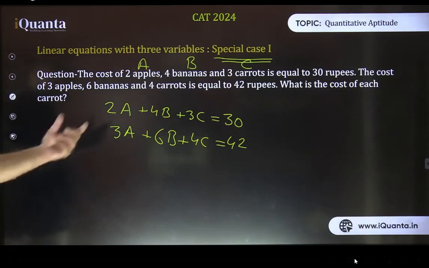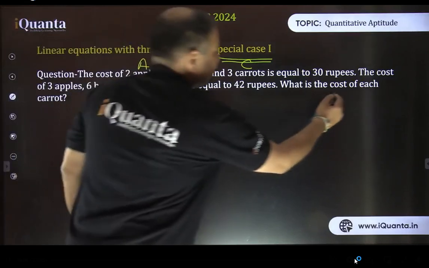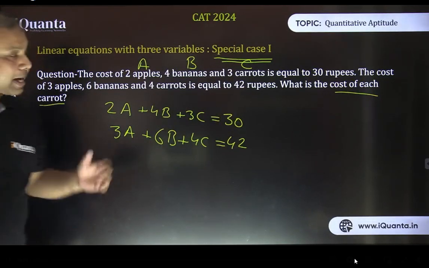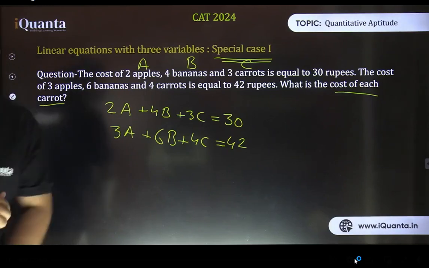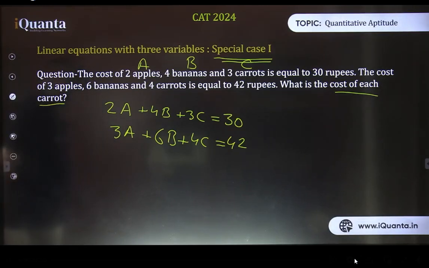Okay, let's continue. So we have 2 equations with 3 variables, and the question is asking what is the cost of each carrot. We just solved the previous question when we had 3 equations with 3 variables, but right now we have only 2 equations. How to solve now? Can anyone suggest? Most of you are getting the answer. C equals 6. Many of you are saying that. How to solve? Please suggest something.